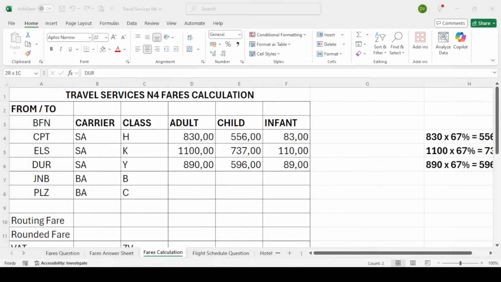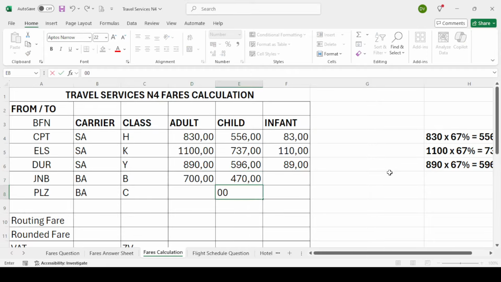So what will it look like on your answer sheet? You're simply going to copy it from your fares. For the adult, it's 700 Rand. For the child, it was 470 Rand. And for the infant, it is 70 Rand. No calculations needed to be done.